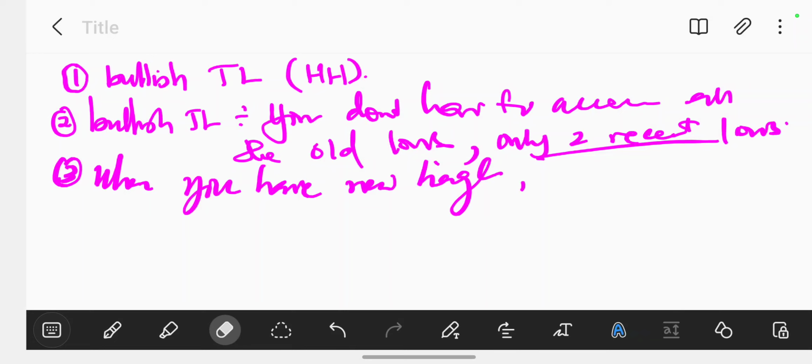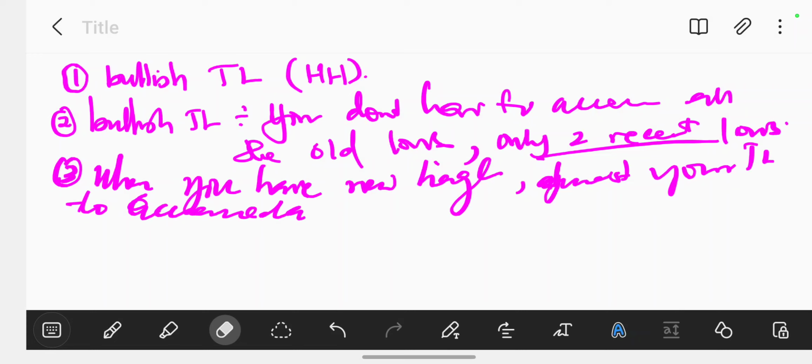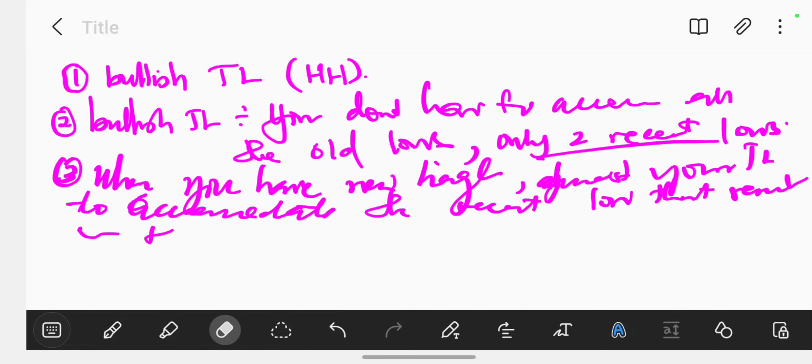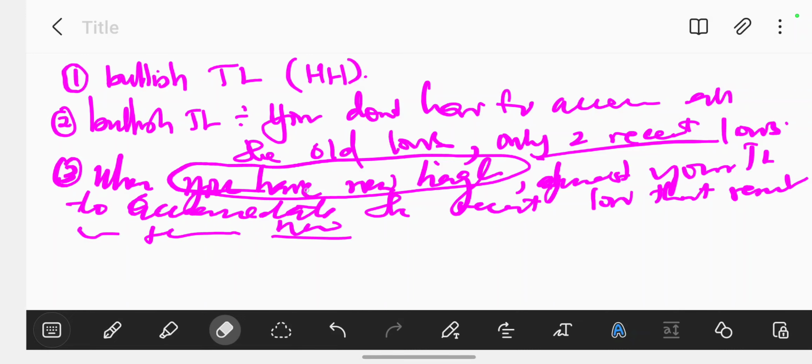When you have a new high, adjust your trend line to accommodate the recent low that resulted in the move that formed that new high. When you have a new high, the recent low that formed it must be part of your trend line.